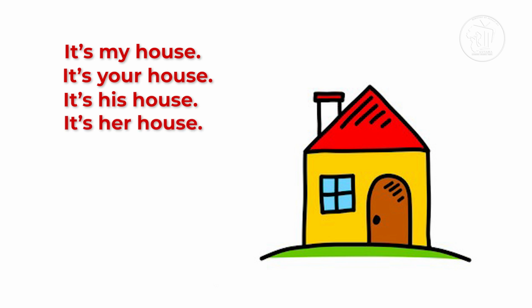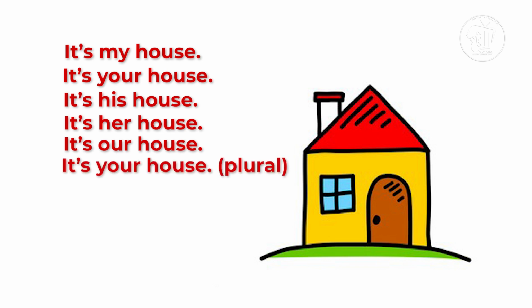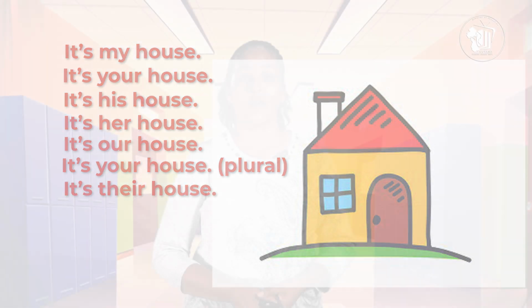Let's say we're referring to an animal, a dog. We say its house. Our house. Do you know the plural for you? It's your house. That is, if we're referring to more than one person, we say your house as well. And we have their house. So there you have the English possessive adjectives. My, your, his, her, its, our, your, and their.